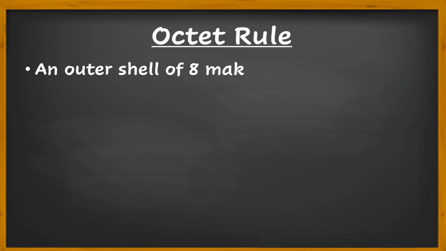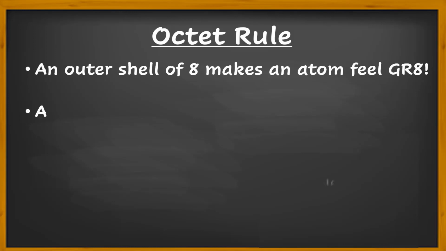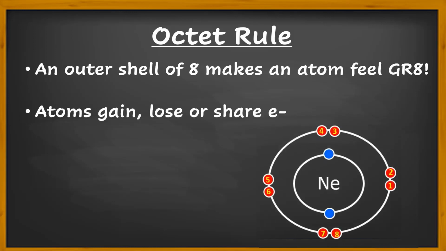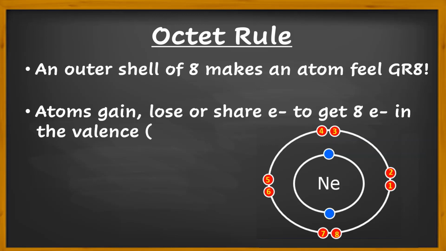The octet rule states, an outer shell of 8 makes the atom feel great. Say it with me. An outer shell of 8 makes the atom feel great. Atoms will gain, lose, or share electrons to get 8 electrons in their valence shell, and will form bonds to do so. Since noble gases already have 8 valence electrons, they're inert and tend not to react with other atoms.